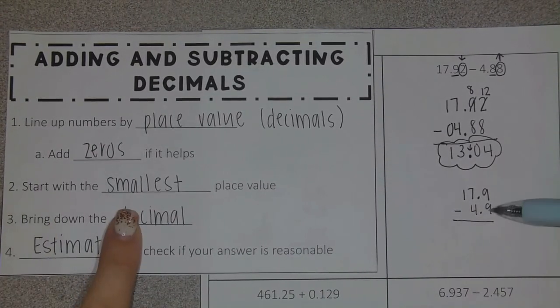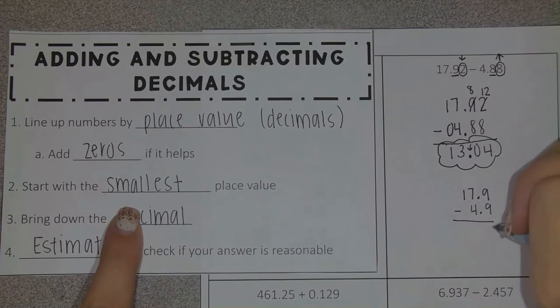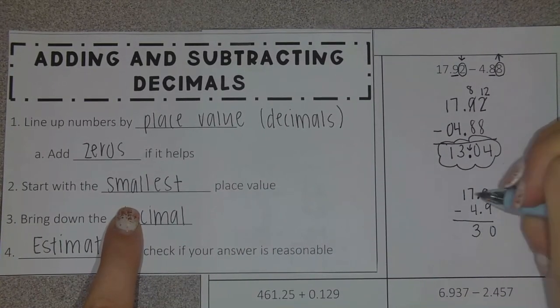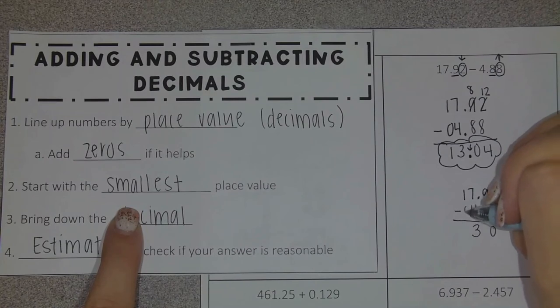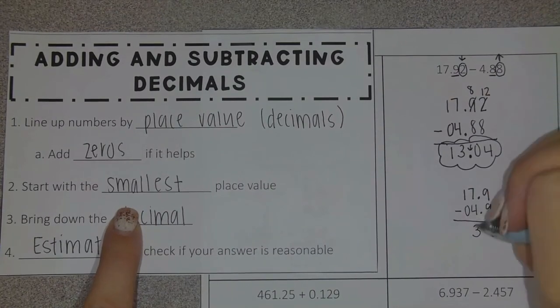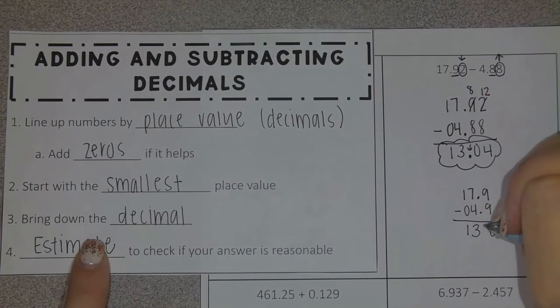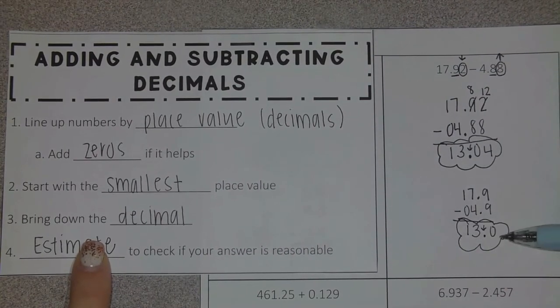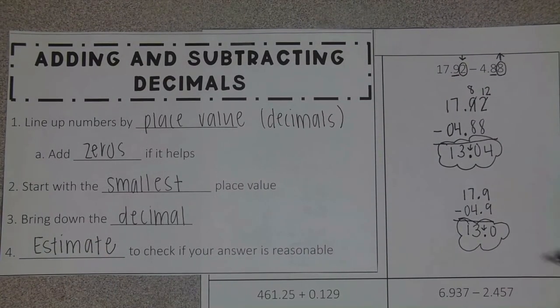Now I'm going to start with the smallest place value. So I have 9 minus 9, which would give me 0. 7 minus 4, which would give me 3. 1 minus nothing. I could put a 0 there if I wanted to. So 1 minus 0 would give me 1. Bring down the decimal. And I have an estimated answer of just straight up 13, which I would say is pretty darn close to 13 and 4 hundredths.